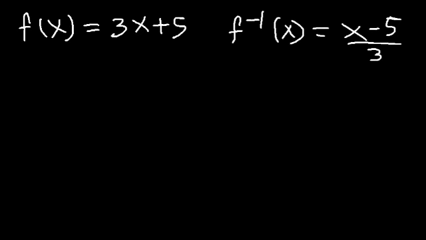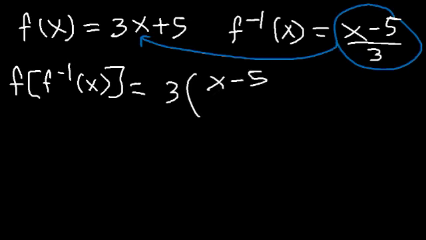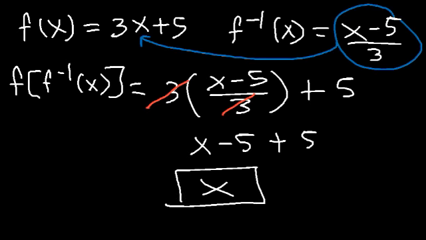So let's prove that these functions are inverses of each other using that method. Let's start with f of f inverse of x. So the inverse function is inside of f. So let's insert this function into x. Now let's simplify the expression. 3 divided by 3 is 1. So we no longer need the parentheses. So it's simply x minus 5 plus 5. Negative 5 plus 5 is 0. So it simplifies to x, which works out.